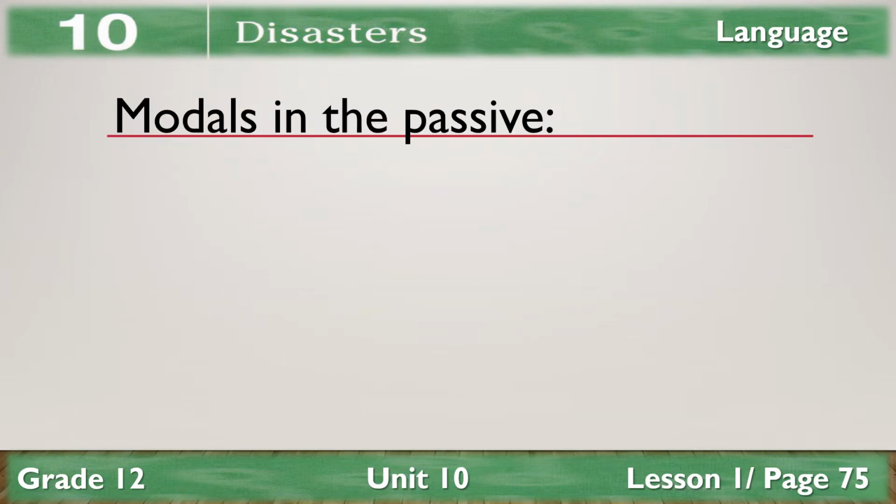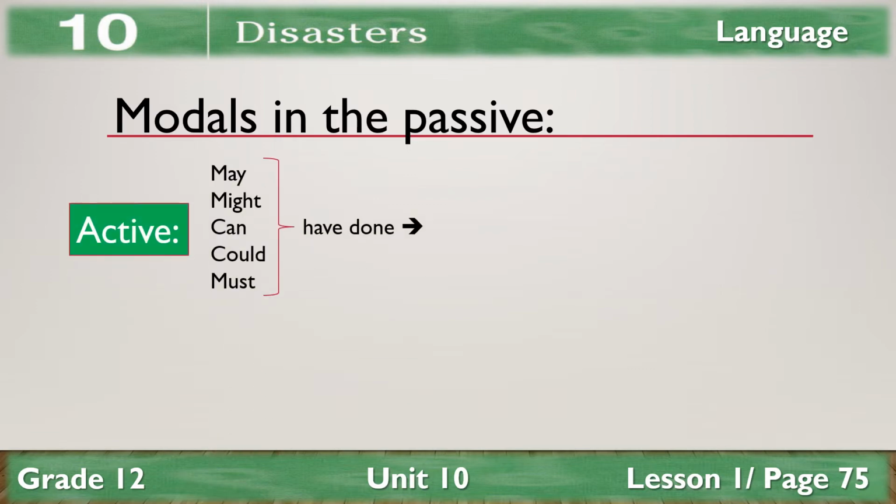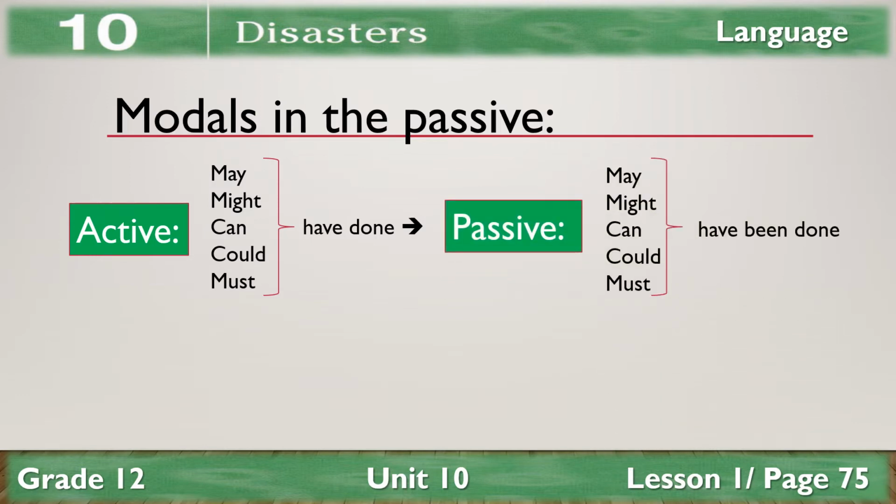Now, the second part in this lesson that we will discuss is how to change modals to the passive voice. We have the following in the active: may or might, can, could, and must, have done. How can we change these into the passive voice? What should we add? We add been between have and the past participle verb. So we have may, might, can, could, and must have been done.